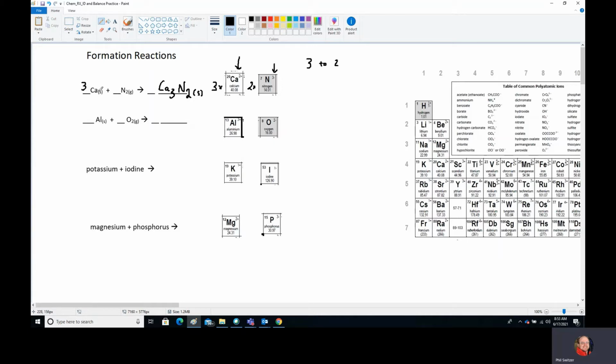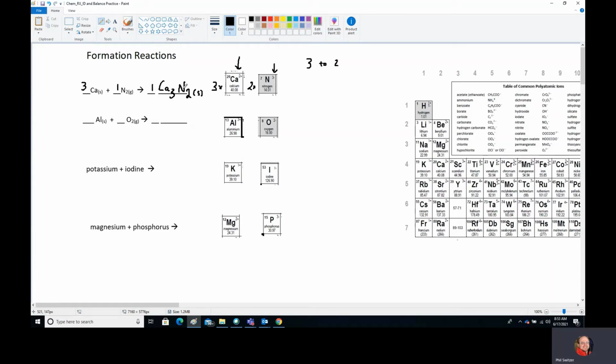Nitrogen's on this side, so I believe we'll just put a 3 here. We're going to have 3 calciums, 2 nitrogens, so just put a 1 there and a 1 there. Read this out loud: 3 moles of calcium are added to 1 mole of nitrogen gas to give us 1 mole of calcium nitride. So always also name them, even if it's just in your head.